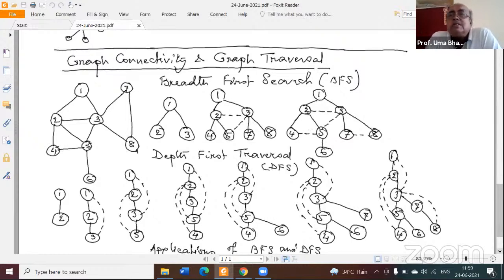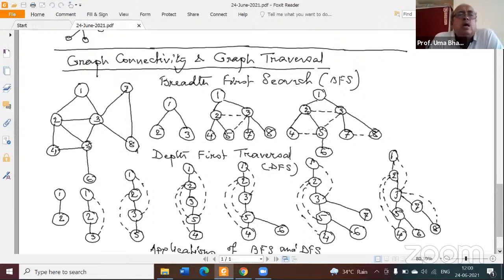Okay, now let us discuss. I won't feel good if we don't discuss at least some algorithm before we wind up today. Graph connectivity and graph traversal. Towards the top left, we have a graph with 8 nodes, 1, 2, 3, 4, 5, 6, 7, 8, and you see the edges.